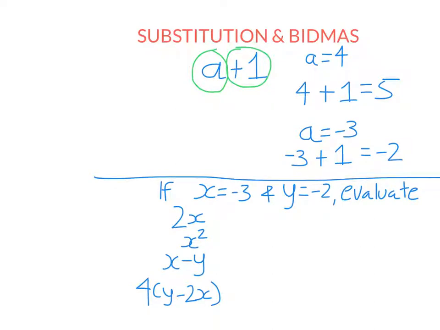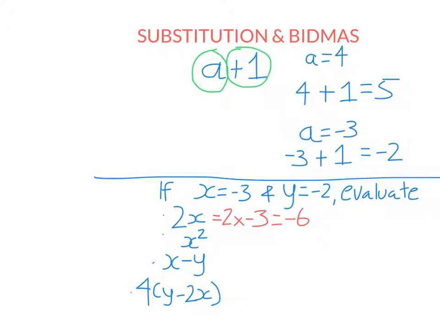I've given you the value of two pronumerals, x is minus 3 and y is minus 2. We're going to go through and evaluate these four expressions. A little bit harder since they're involving complicated expressions and also negatives. So let's look at the first one. So we know that 2x means 2 times x. So if x is minus 3, this is just 2 times minus 3. And I'm sure you remember that if you multiply a positive by a negative, you get a negative. So the answer there is minus 6.